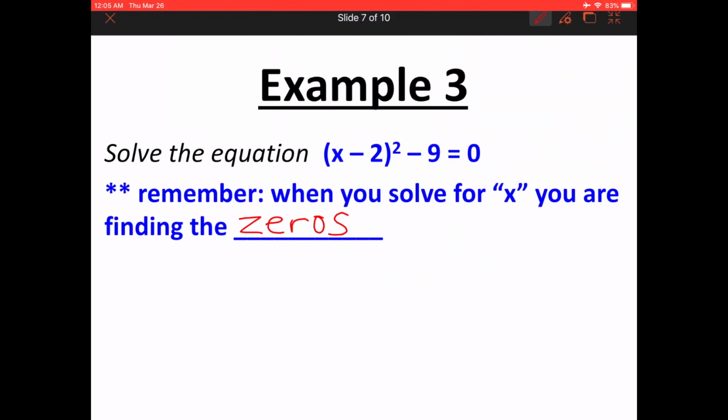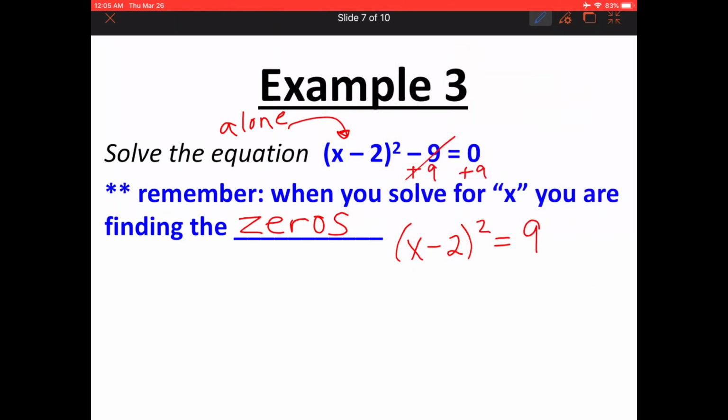So the first thing we do, remember, I want to get the x alone, but we see if there's anything that we can add or subtract. So the first thing that I can do is I can add 9 to both sides. So when I do that, I'm left with x minus 2 squared equals 9.